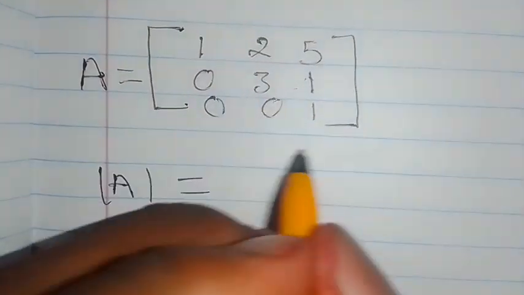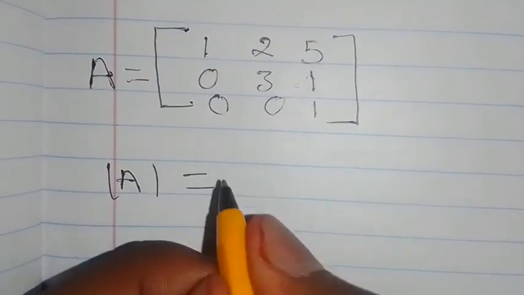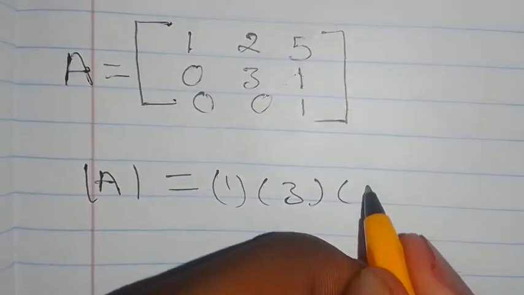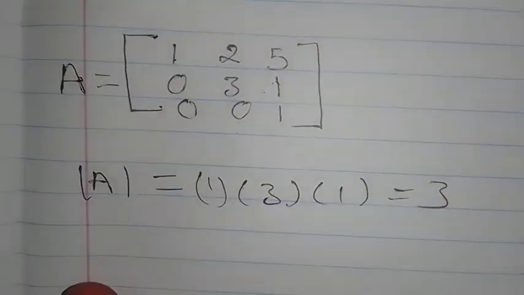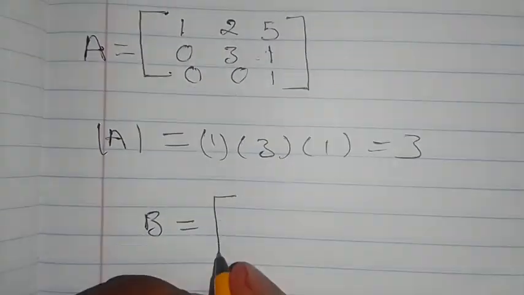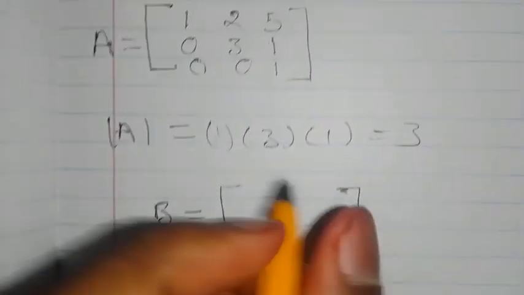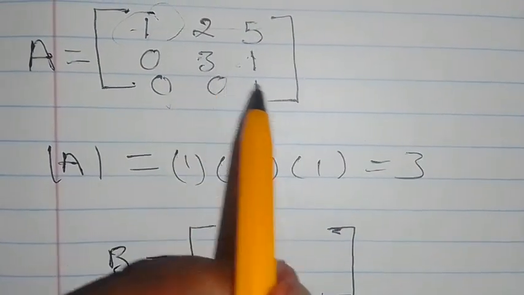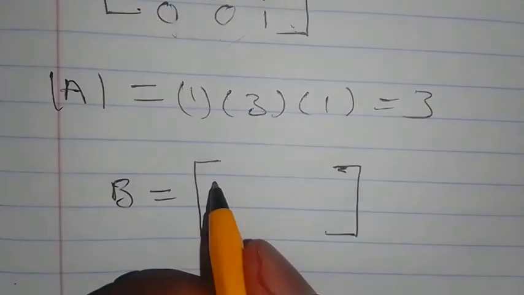Since this matrix is already in row echelon form, the determinant will just be the multiplication of the diagonal here, 1, 3, 1, then it's just going to be 3. And then now we need to find the cofactor matrix of that. Now the cofactor matrix of that, let's look at this. Now we look at 1, then we exclude this, and then we evaluate the determinant here. It's just going to be 3.